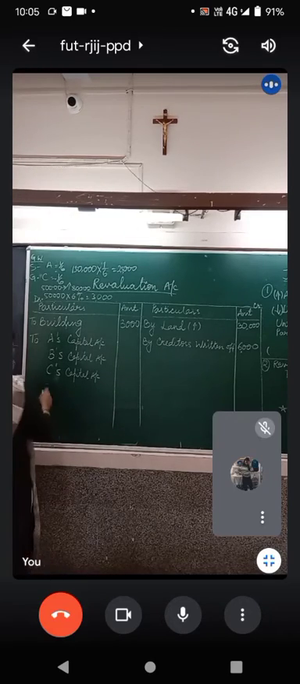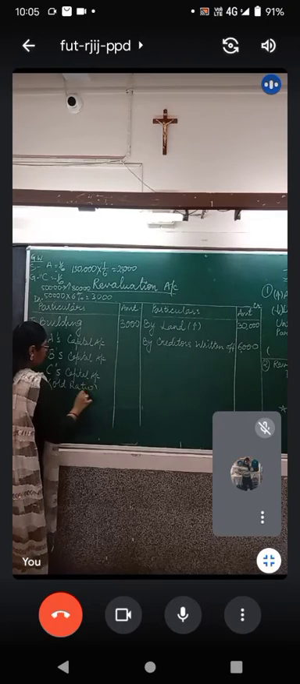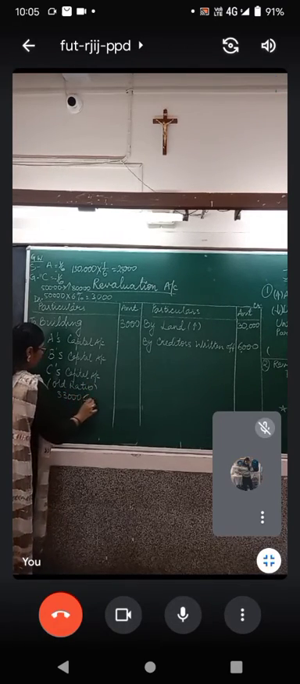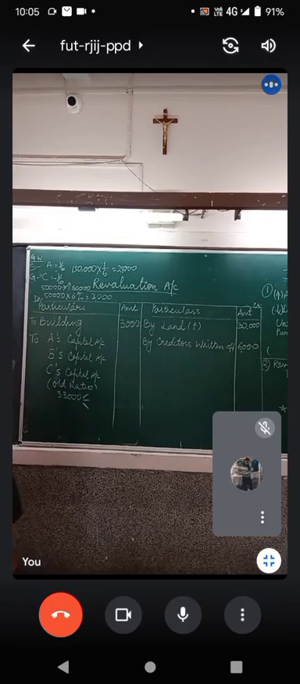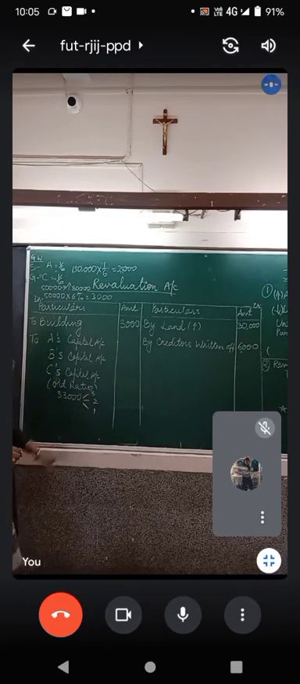33,000 is to be divided in the old ratio. Divide 33,000 in the old ratio. How much will go to each partner? 3:2:1. Work it out quickly: 33,000 into 3 upon 6, 33,000 into 2 upon 6, and 33,000 into 1 upon 6.